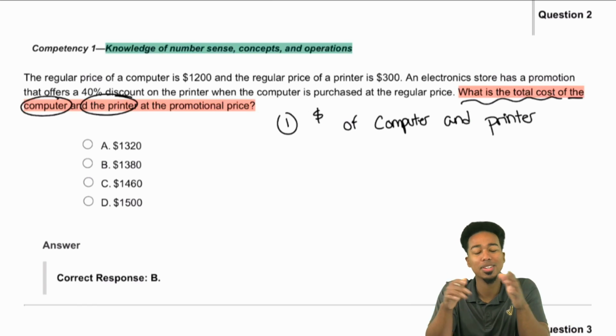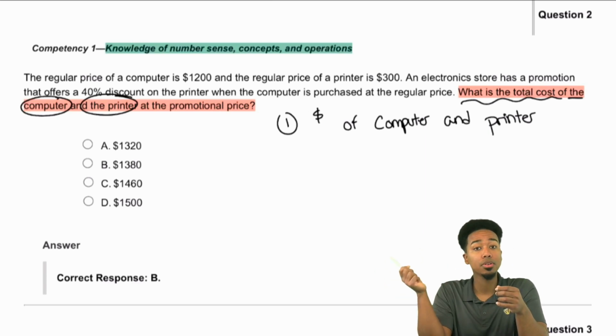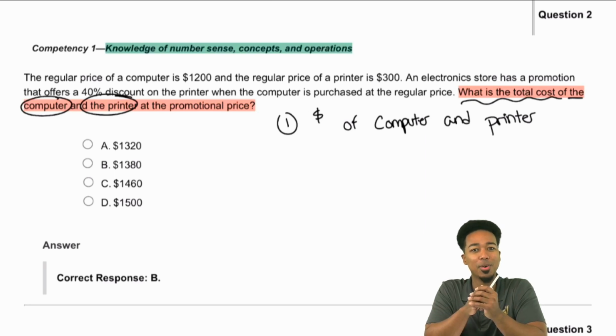This is going to be a pretty awesome thing for us to do, because now when we go back and sort through the information, all we care about are things that have to do with the price of the computer and the printer. That's all I care about. So let's go ahead and dive in and let's see what we have going on.